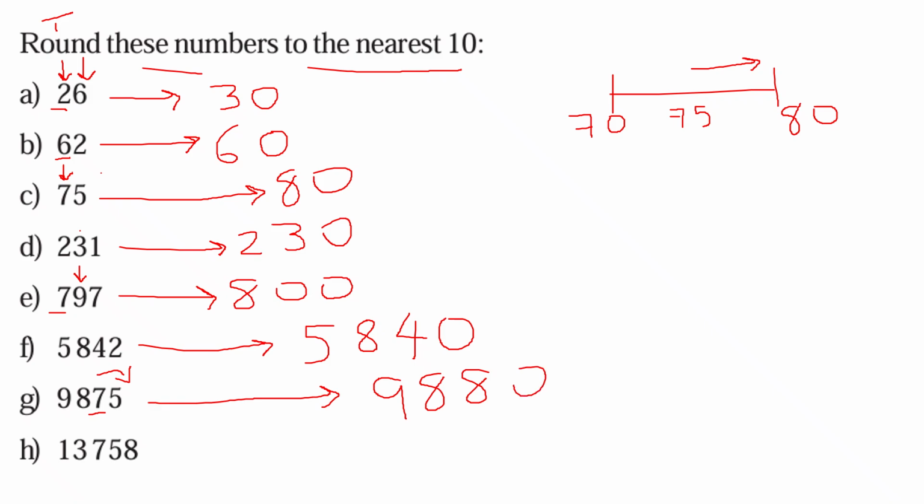Part H, 13,758. Again, using our rules and convention, 5 is in our tens column. So look at the number next to it, that's an 8. So that rounds up to 13,760 to the nearest 10. And that, guys, is my final answer.